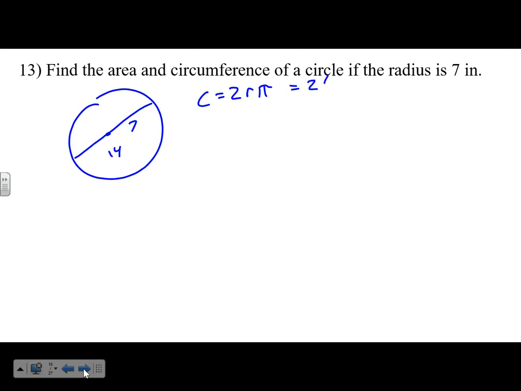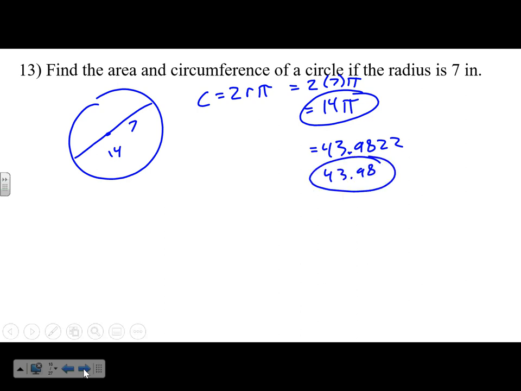So 2 times 7 times pi is 14 pi. It doesn't say whether to leave it in terms of pi or not, so I would say it's up to you. I'm going to do both just for an example. But if it doesn't tell you, you can decide. But again, I'm probably going to tell you on a test or a quiz just to make sure. 43.98 when you round. Always round to 2 decimal places unless I tell you to, I want 2 decimal places.